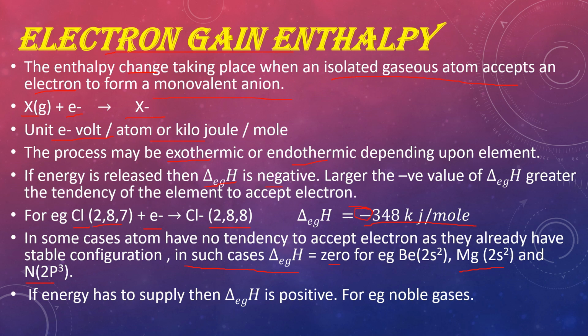On the other hand, noble gases have a stable full-filled configuration. In this case, it is not possible for the noble gas atom to accept an electron. So the delta H, that is the electron gain enthalpy, is positive in this case, because we have to supply energy for the process.